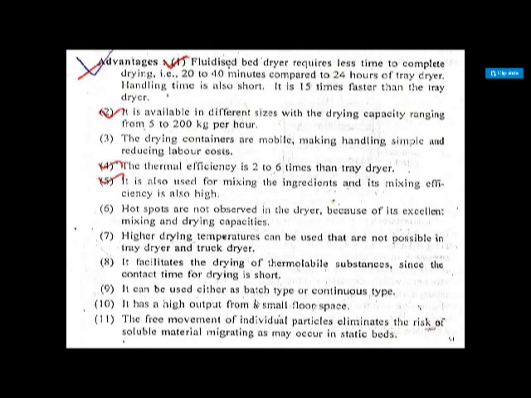The drying container are mobile, making handling simple and reducing labor cost. You will get simple handling with a reduced labor cost. Thermal efficiency is more compared to the tray dryer. It is also for mixing of the ingredients. We can go for the mixing also. Then hot spots are not observed in the dryer because of the excellent mixing. तुम्हें यहाँ पे मिक्सिंग मिलेगा and drying भी मिलेगा, right? So it is also used for the thermolabile substances as drying time is short.